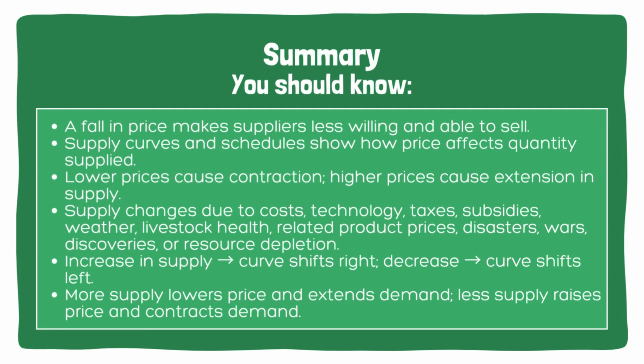In summary, a fall in the price of a product leads to a contraction in supply, while a rise in price leads to an extension in supply. The supply schedule and supply curve show how price and quantity supplied are related. However, supply can also shift due to various non price factors, such as production costs, technology, taxes, subsidies, weather, health of livestock and crops, prices of related goods, natural disasters, wars, and changes in resource availability. An increase in supply shifts the supply curve to the right, usually lowering the price and causing an extension in demand. A decrease in supply shifts the curve to the left, raising prices and causing a contraction in demand.